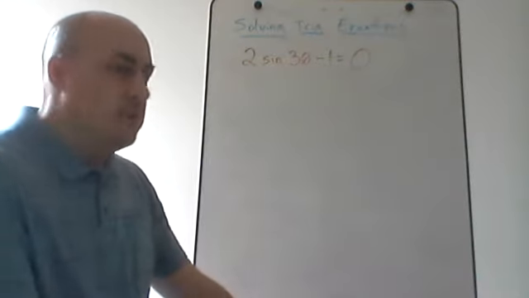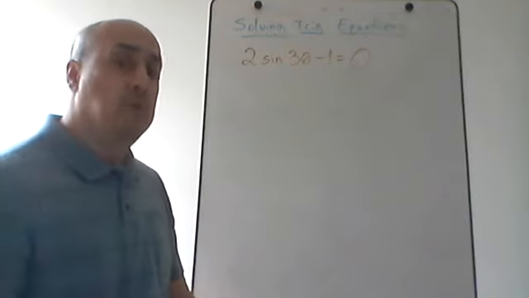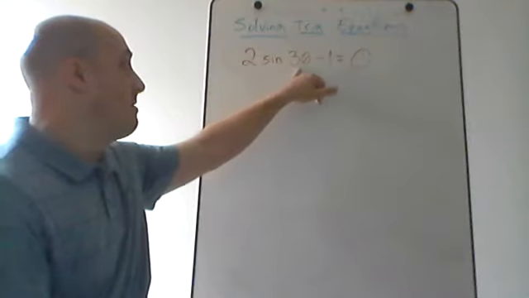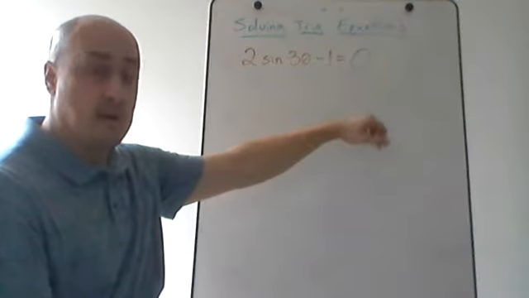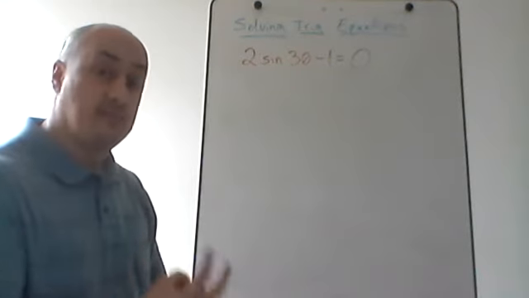Alright, in this video I'm going to look at solving a trigonometric equation where I have a multiple of an angle inside my trig function. So you can see I have 2 sine of 3 theta minus 1 equals 0. It's not just sine of theta, it's a multiple of theta, it's sine of 3 theta.